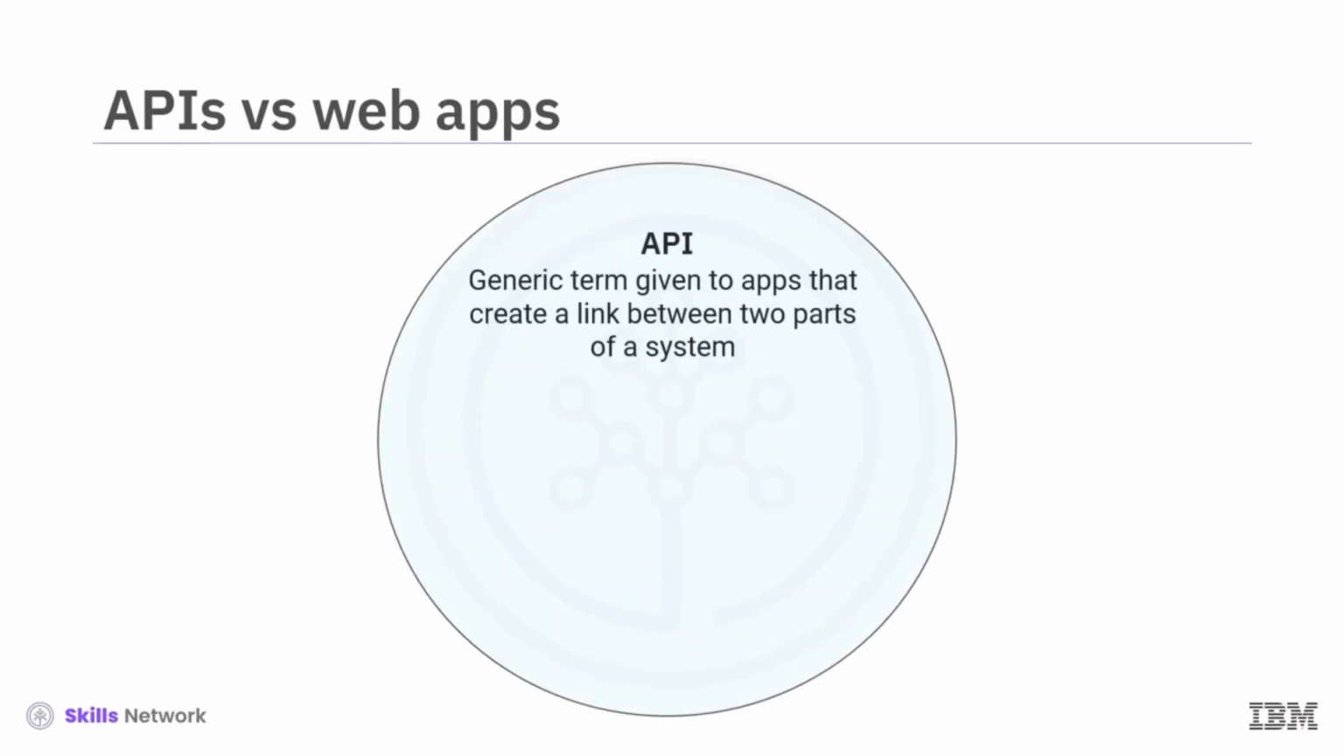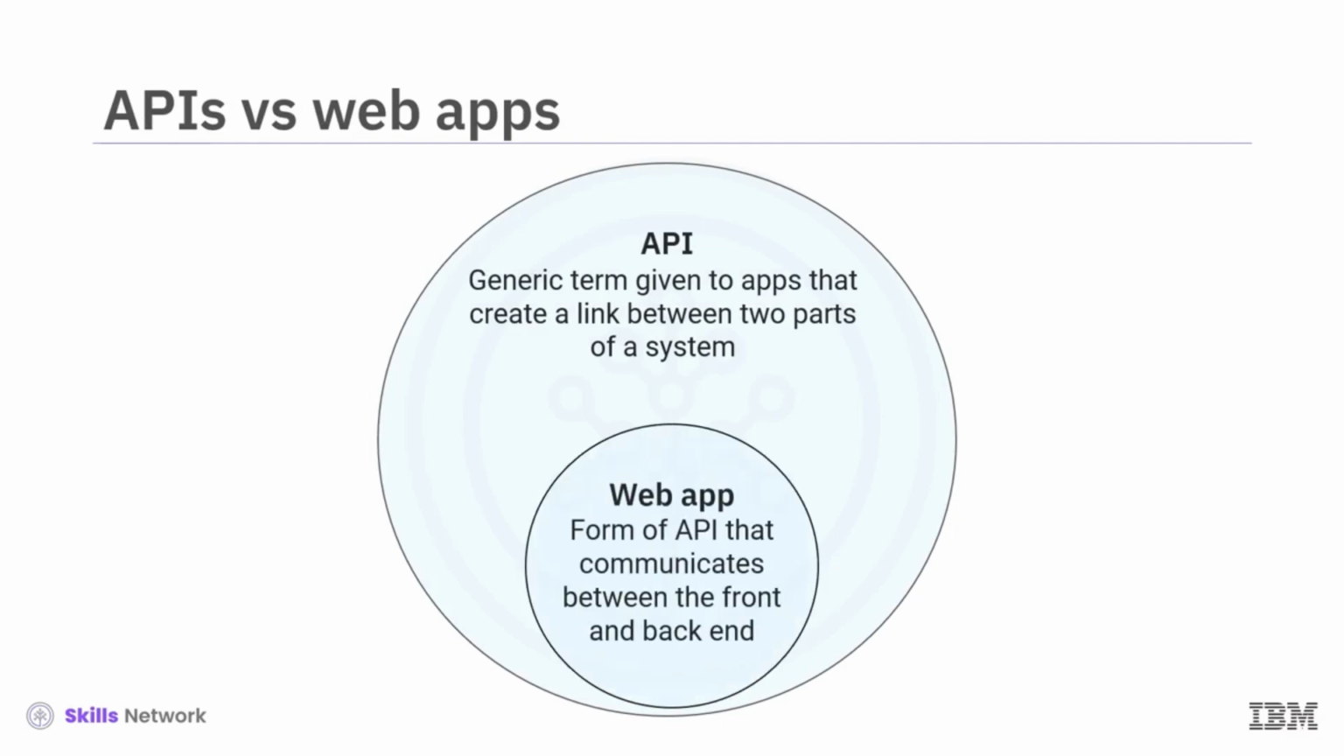API is a more generic term given to all forms of apps that create a link between any 2 parts of a system. Web apps are a form of API that communicate between the front end and the back end.